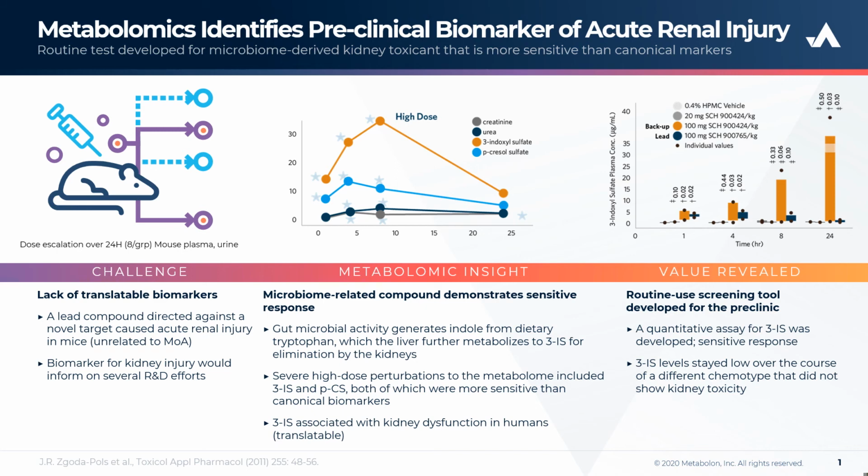The validity of this marker was supported by 3-indoxyl sulfate's known role as a uremic toxin in humans. Most importantly, the findings revealed a practical path forward in the development of a targeted assay that was used to screen backup compounds. And finally, this example clearly illustrates that metabolomics is a powerful tool that can deliver actionable insights for toxicity assessment.